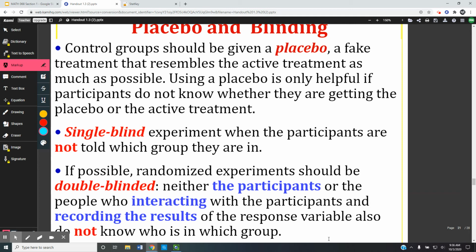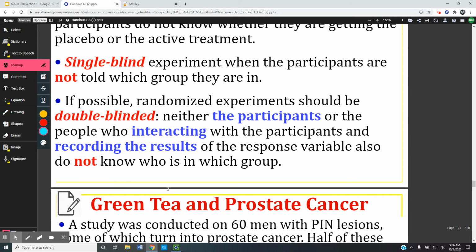A fake treatment that resembles the active treatment as much as possible. Using this placebo is only helpful for participants who don't know. Now, in a single blind experiment, remember, the participants are the ones who don't know, but the researchers still know. It's definitely better to have a double blind, in which neither the participant nor the person recording the results has any idea who's in which group.